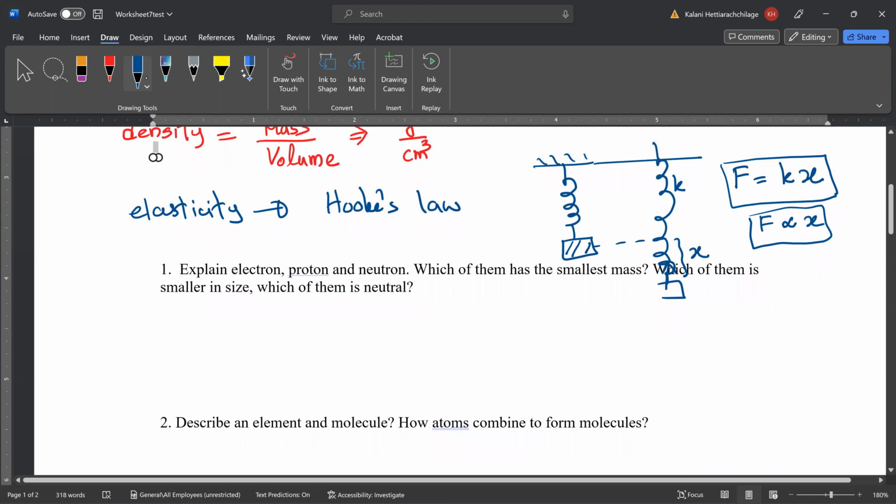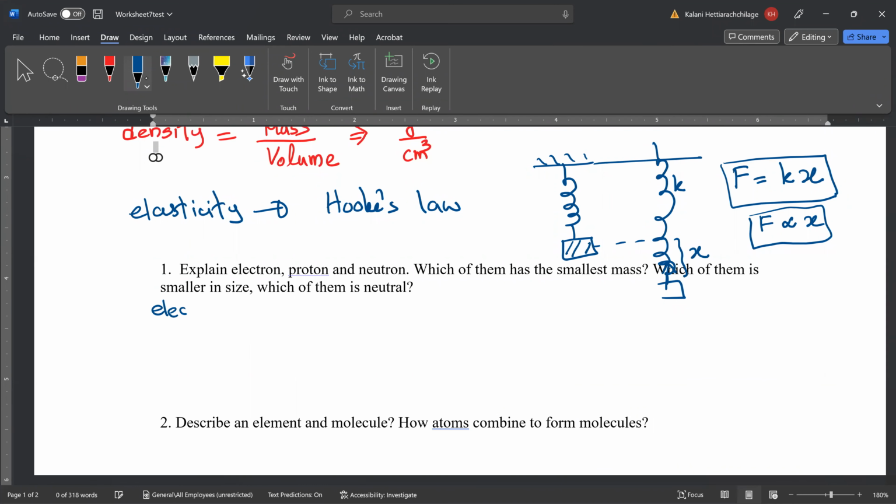I know that I explained those things already, but explain electron, proton, and neutrons. Which of them has the smallest mass? Which of them is smaller in size? Which of them is neutral? So you can define electron using your own words, and then proton, and then neutron.